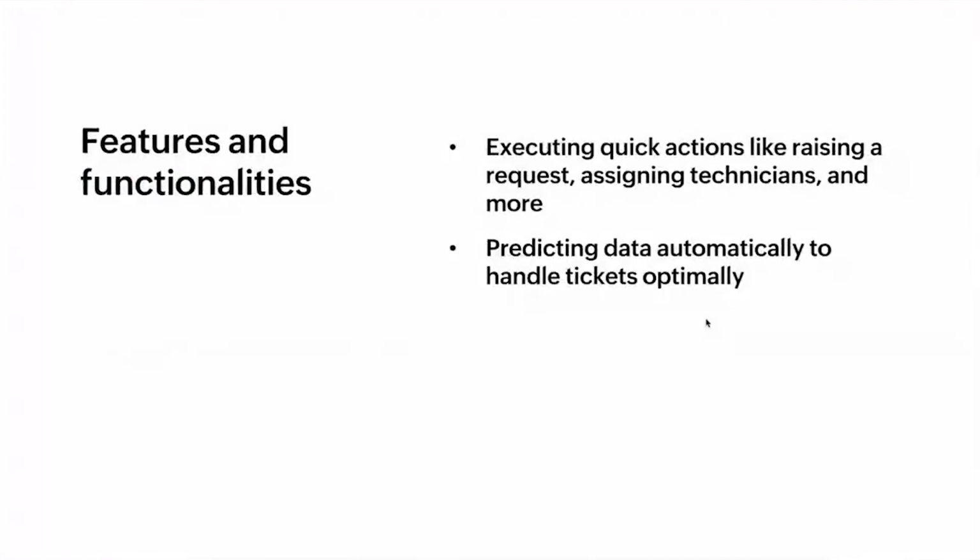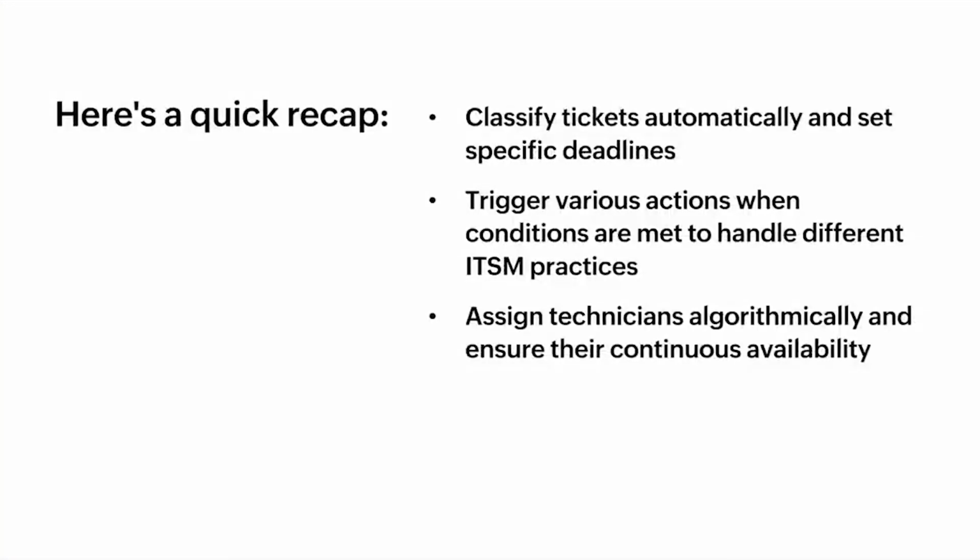So we just saw how you can execute quick actions using slash commands, or how you can use Zia to predict data automatically. So to give a quick recap of everything we discussed, we saw how you can classify tickets automatically using priority matrix and how you can set specific deadlines using ServiceDesk Plus. We then discussed triggering various actions when conditions are met using business rules and custom triggers. We then saw how you can assign technicians algorithmically either using round robin or load balancing model, and how you can track your technicians' availability using the tech availability chart and the scheduler tab.